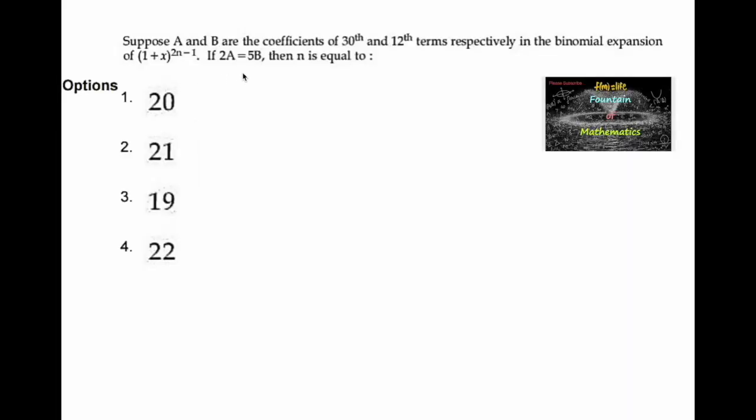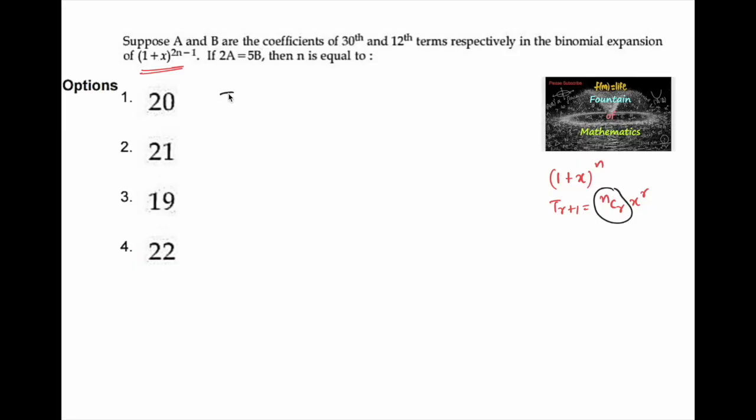Given that a and b are the coefficients of the 30th and 12th terms respectively in the binomial expansion of (1 plus x) whole power 2n minus 1. So basically we know that in the expansion of (1 plus x) whole power n, the general term t r plus 1 is equal to nCr x to the power of r. Here we require the coefficient, that is nCr.